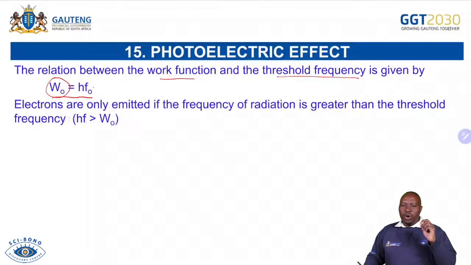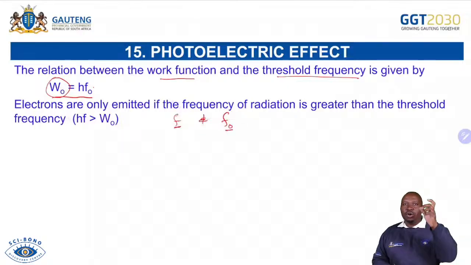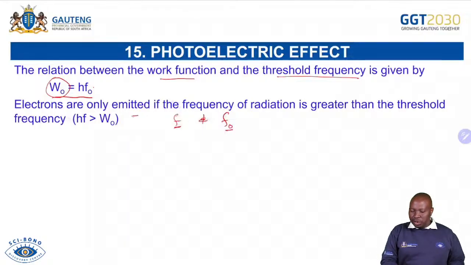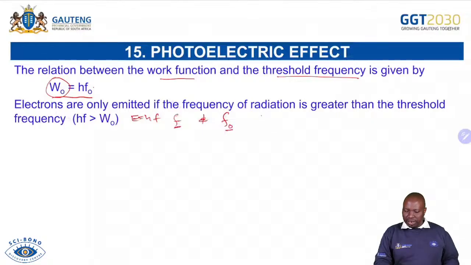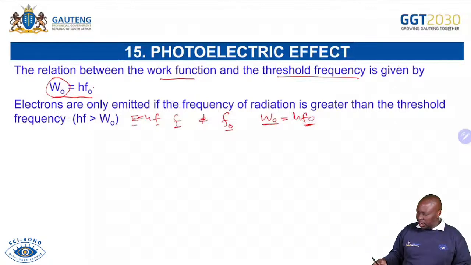So there will be times when you will be comparing the frequency of light and the threshold frequency, because you know that the energy is there. Remember, when it's energy, you simply say E equals hf. We are using that f, and then when it's work function, you will say work function equals h f naught. So you can see that work function is directly proportional to f naught, and energy is directly proportional to frequency. So that is important as well.